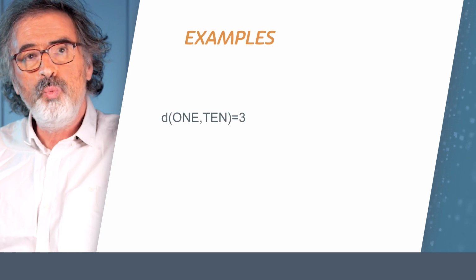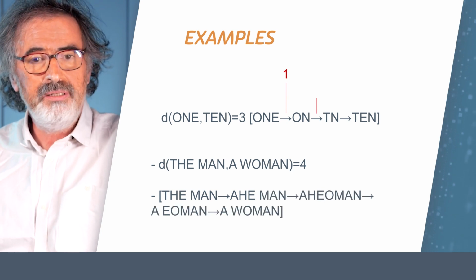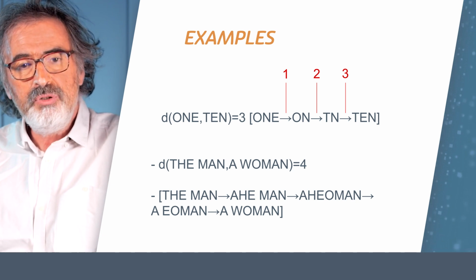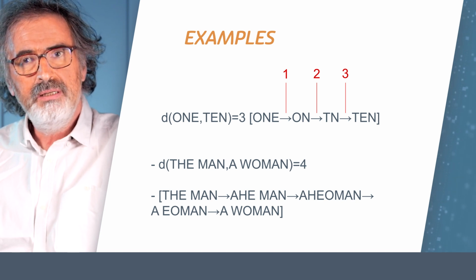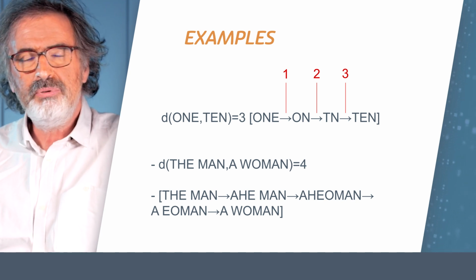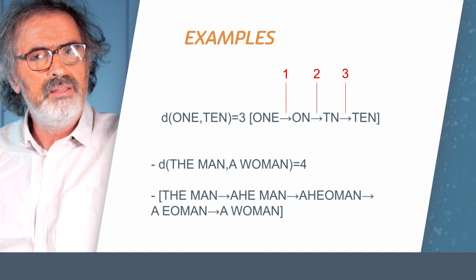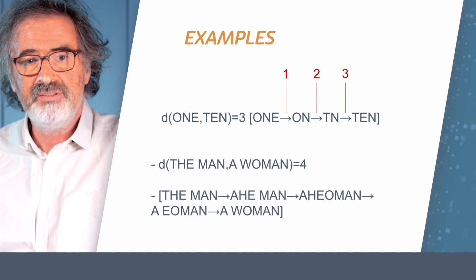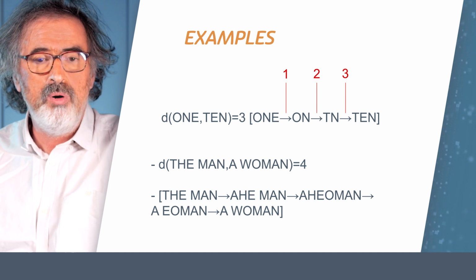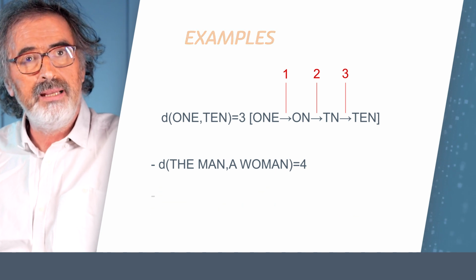Example, the distance between 1 and 10 is 3, because there is a path of length 3, which is: 1 is transformed into on by a deletion, into tn by a substitution, and then from tn we go to 10 by an insertion. Of course, this is not a proof that it is 3. This is a proof that it is at most 3. Perhaps there is a better solution. Can you find it? No, you can't. There isn't a better solution. There are algorithms that allow us to find the optimal solution. And you can compute a more complex distance between the man and a woman and see in how many operations you go from one to the other. Notice here that the blank is taken as a letter.